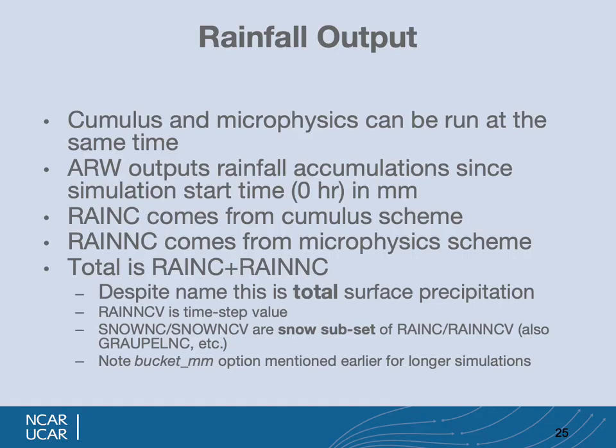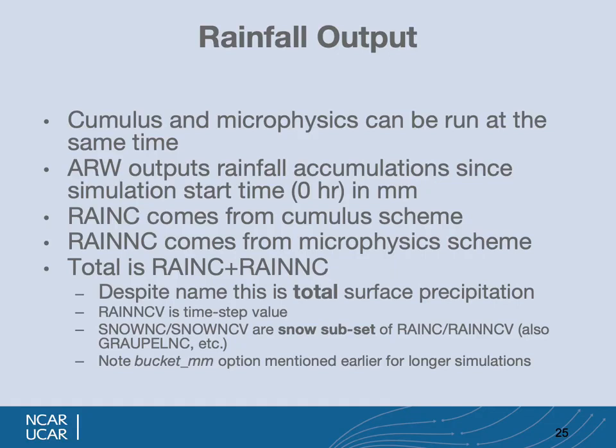Despite the name, this is total surface precipitation, not just rain. You can partition it using the SNOWNC and even the GRAUPELNC, which are the subsets of the total that come from the snow and graupel. So the rain itself is then a subtraction of RAINNC minus SNOWNC minus GRAUPELNC. So it's not obvious because of the naming, but that name RAINC and RAINNC is the total.